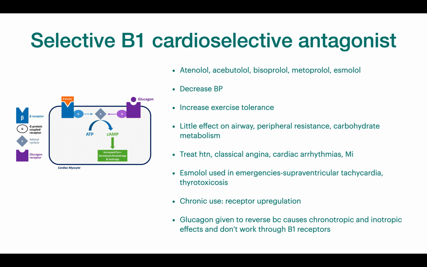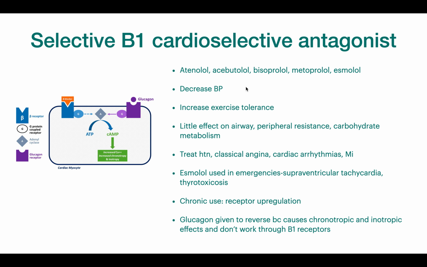The beta-1 cardioselective antagonist, atenolol, is important to remember. Metoprolol, esmolol, going to not only decrease the blood pressure, but it's also going to increase the exercise tolerance. So it has little effect on the airway because it's selective, right? So it's not going to affect the lungs and the peripheral resistance too much.